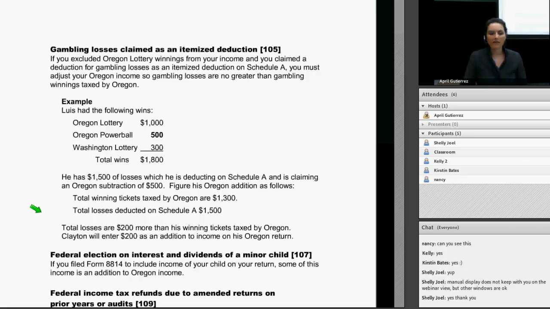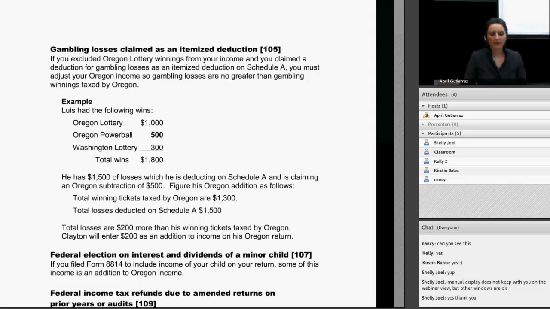But if he is also claiming an itemized deduction for his gambling losses, there's a possibility that he's going to end up with a double deduction on Oregon. And in this respect, in this illustration, the total winning tickets that get taxed by Oregon is only $1,300 of the $1,800. But he's itemizing deductions for $1,500, and so we've got a double deduction to the point of $200, and that's why we have a $200 addition for Oregon.